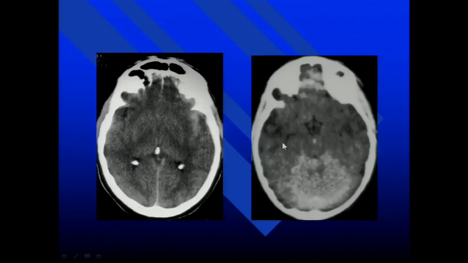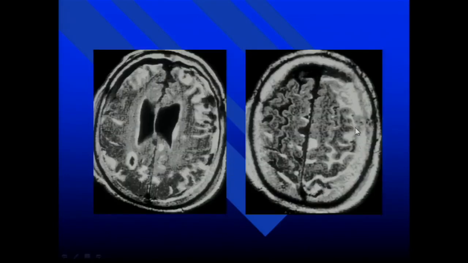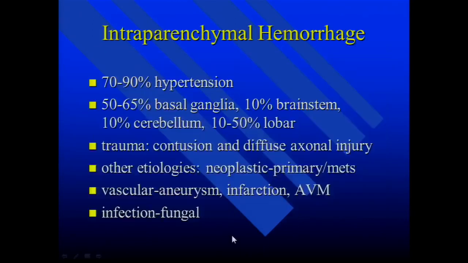Here's a little bit in the interpeduncular cistern. Here's some subarachnoid blood in the sylvian fissure. And FLAIR imaging is wonderful for finding subarachnoid hemorrhage. T1 and T2 are not too good because the blood is isointense to the CSF, but on FLAIR, the blood stays bright and the CSF goes dark, so it's very, very easy to see all of the subarachnoid hemorrhage.